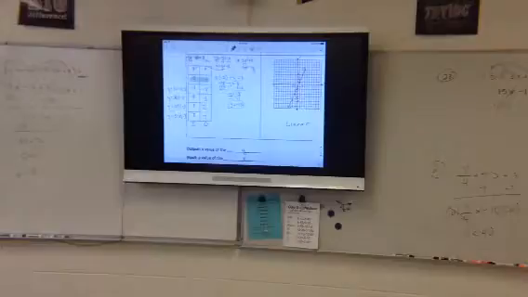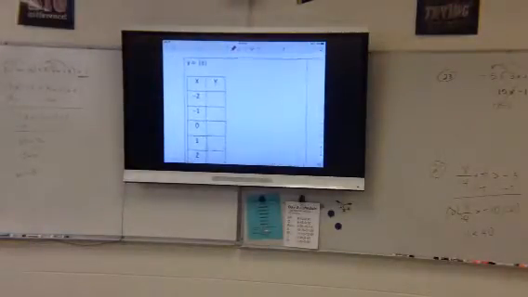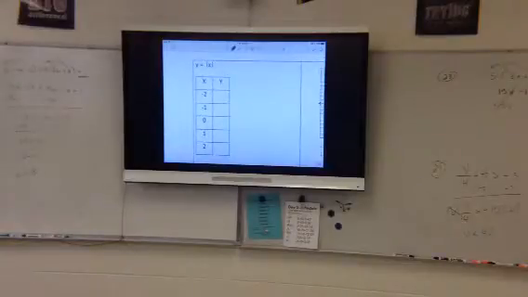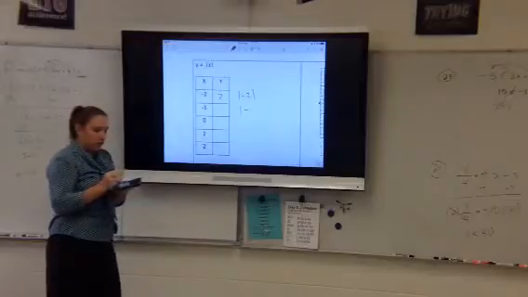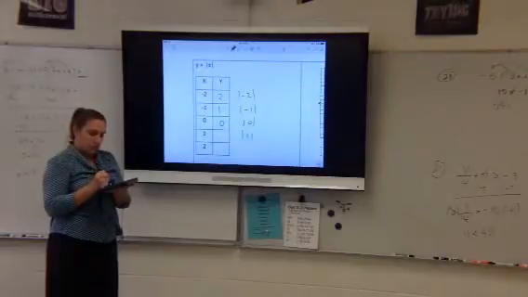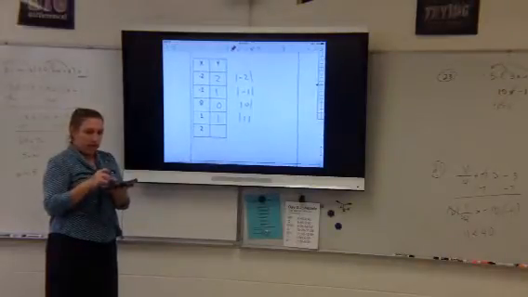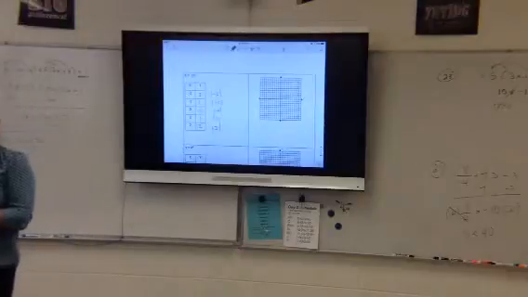All right, let's go to the next page. We're going to do the same thing, but now they give us an absolute value problem. So we're going to plug in. What's the absolute value of -2? 2. What's the absolute value of -1? 1. Absolute value of 0? 0. Absolute value of 1? 1. Positive 1, not negative. What's the absolute value of 2? 2.